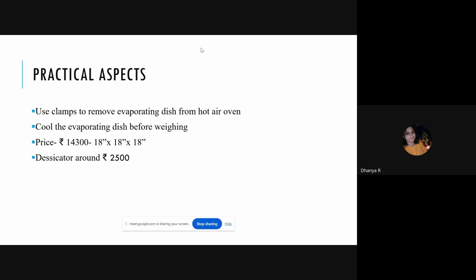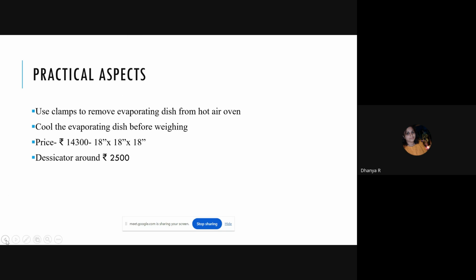So the practical aspects in this experiment: you should use clamps or gloves to remove the evaporating dish from the hot air oven. Otherwise, you can hurt yourself. So use clamps to remove the evaporating dish from the hot air oven. Cool the evaporating dish properly before weighing.